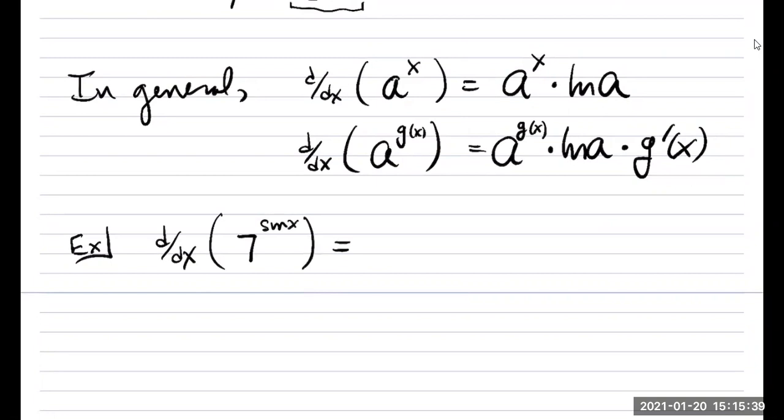Okay, so here we have the derivative of the exponential function 7 to the sine of x. And by what we just figured out, that's going to be itself times the logarithm of its base times the derivative of the exponent.